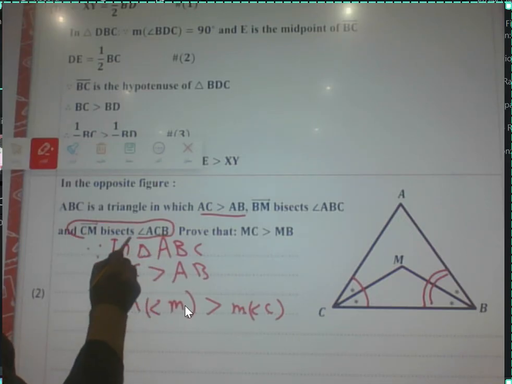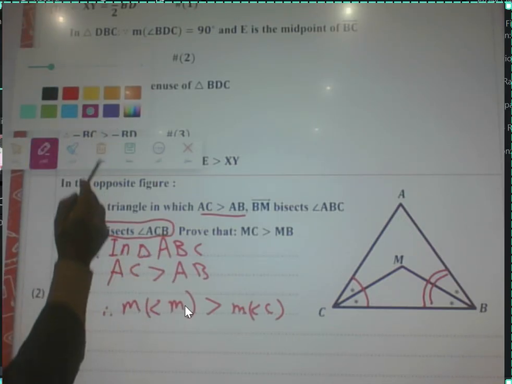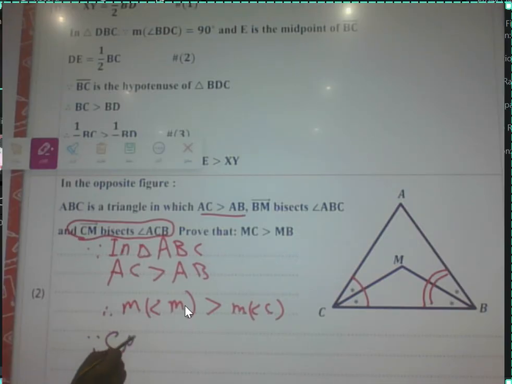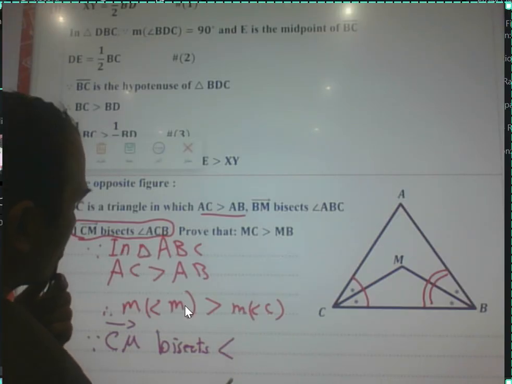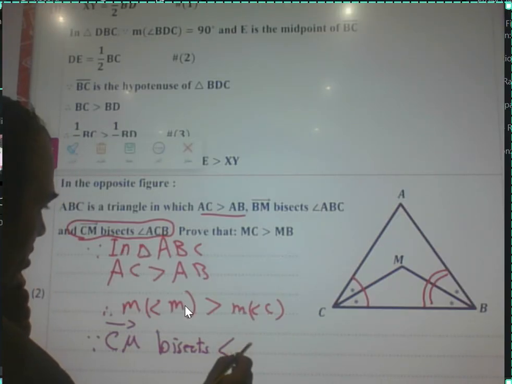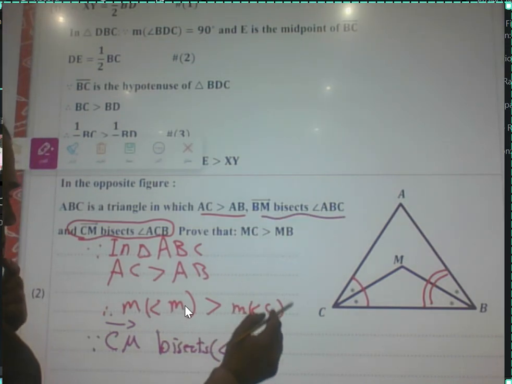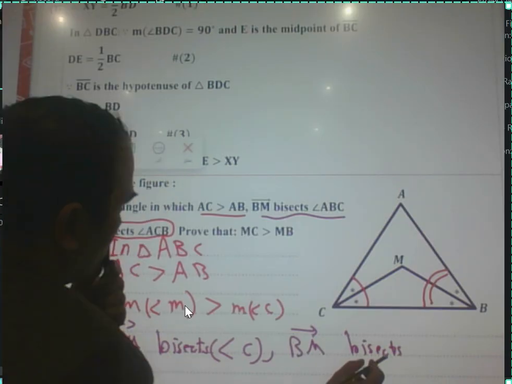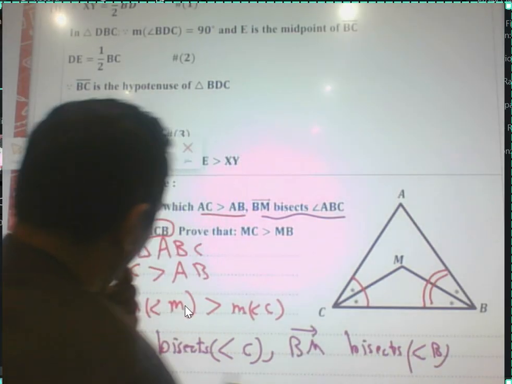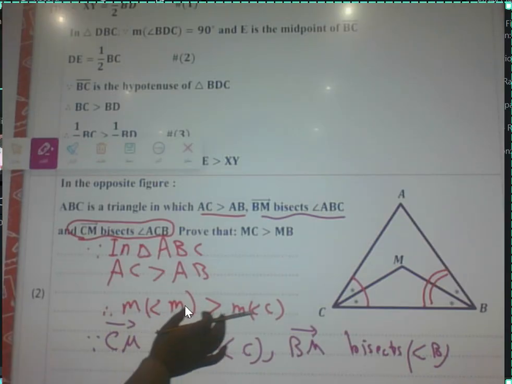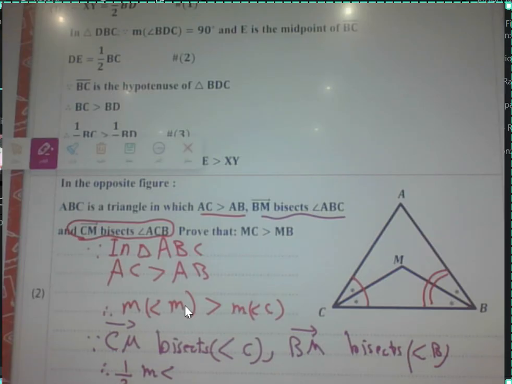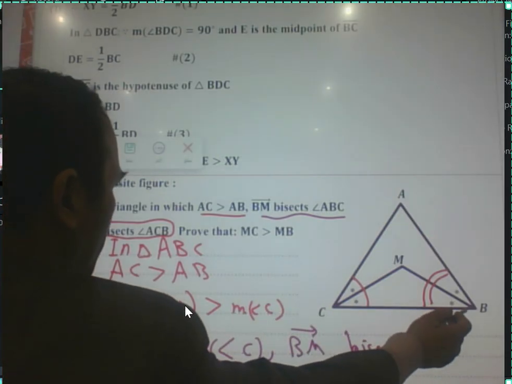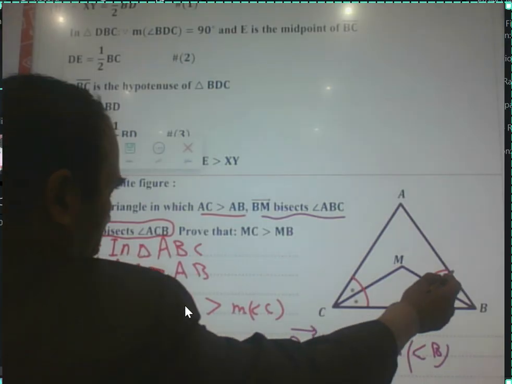We can write here such that the ray CM bisects angle C, and also the ray BM bisects angle B. Then we can divide by 2 here. Half of this angle is greater than half of this angle. Then half of the measure of this angle is greater than this angle B. Okay. Angle B is greater than angle C.